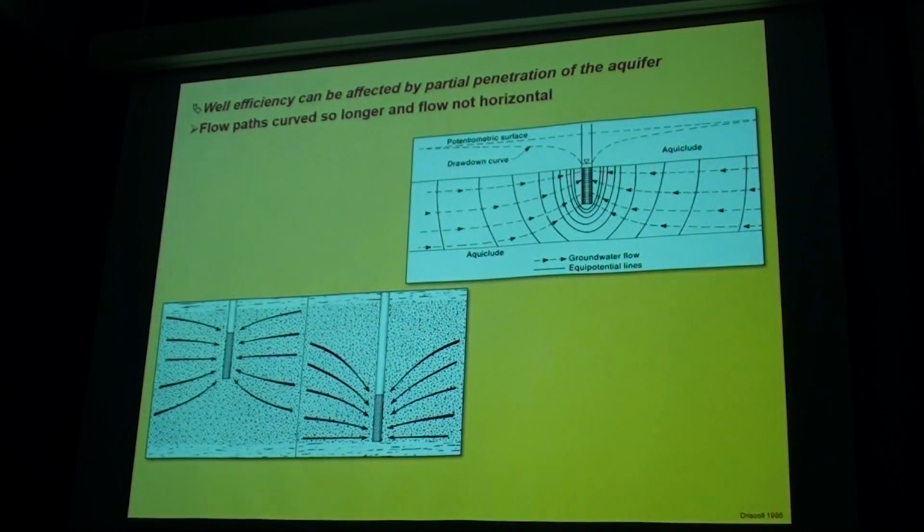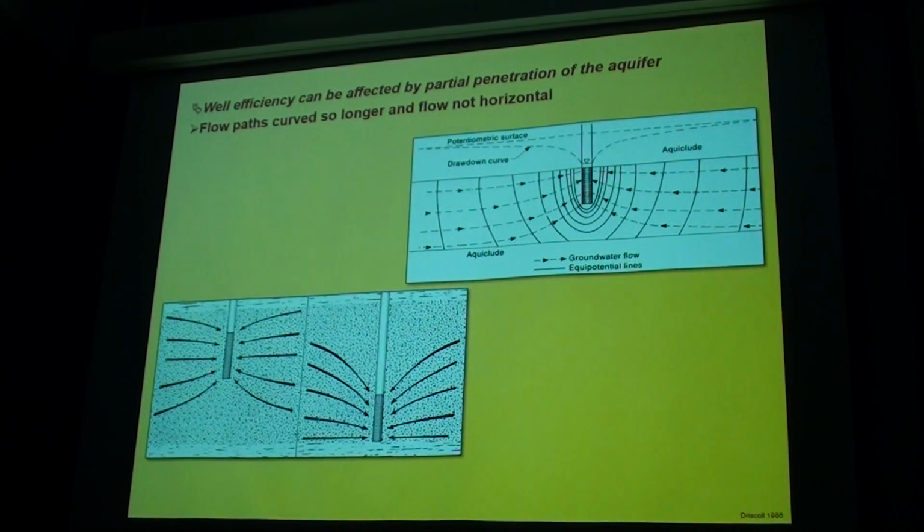When you construct your well in your aquifer, you haven't gone all the way through, you've just used the top part. So the flow lines are bent, and so the water has to take a longer path to get to the well, and so it needs to go faster and faster and faster to get there. And the faster it's going, the more energy it's losing, the more inefficient your well is.